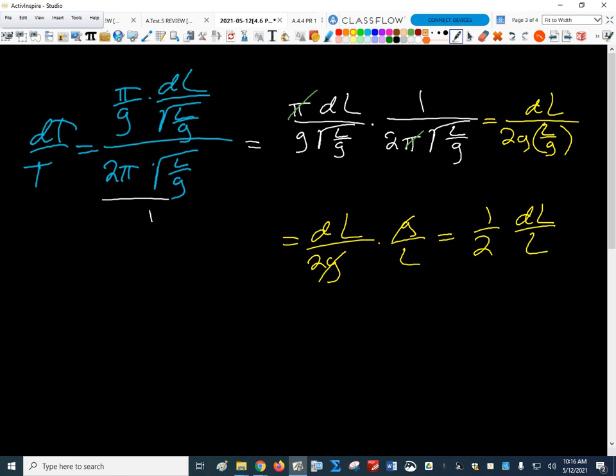dt, or dt over t, yeah. dt over t is equal to 1/2 times dl over L. That's a pretty important relationship. What's that tell us?